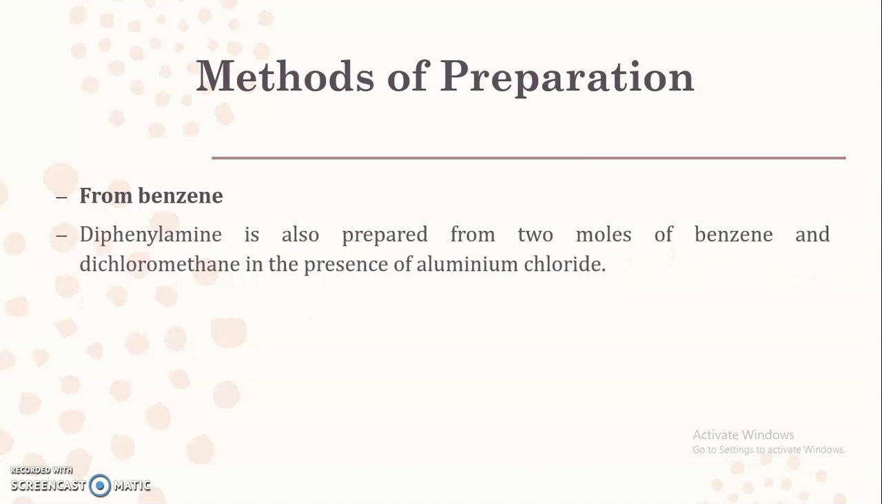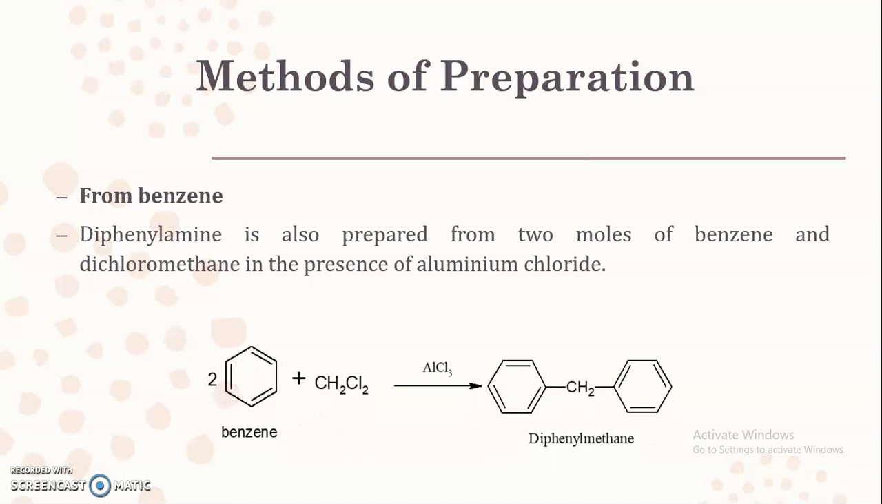After this, the fourth method used for the preparation of diphenyl methane is again from benzene. Here diphenyl methane is also prepared from 2 moles of benzene and dichloromethane. If you observe this reaction, we are going to use benzene, which is reacted with dichloromethane. Remember that we use 2 moles of benzene, because our final product consists of 2 phenyl rings which are connected with the help of the methylene bridge. So here 2 moles of benzene are utilized.